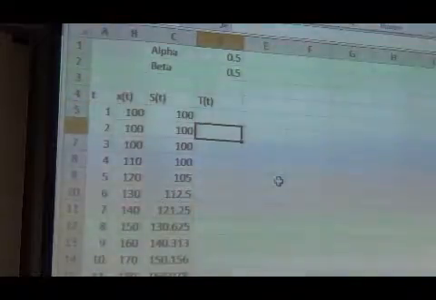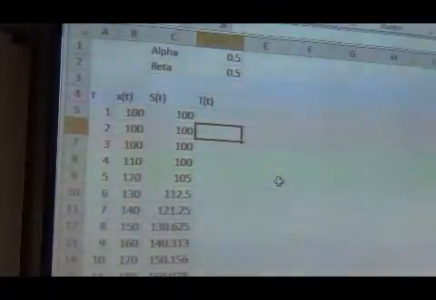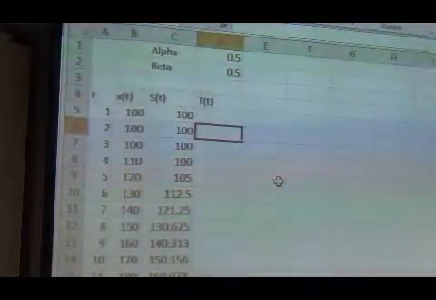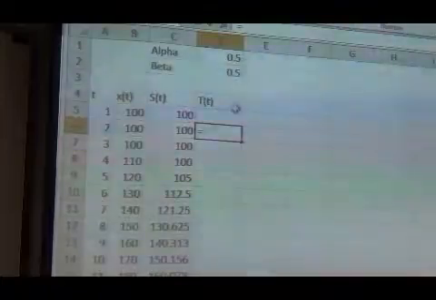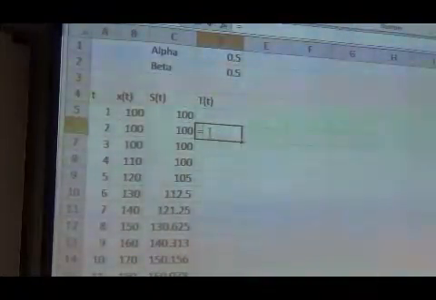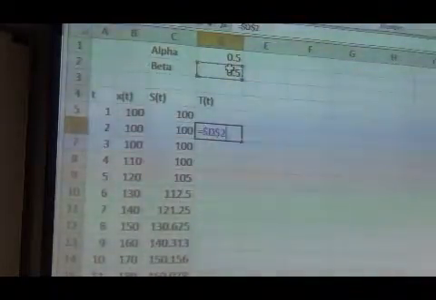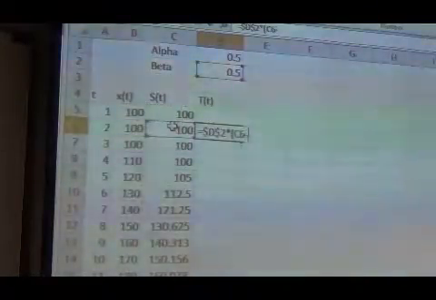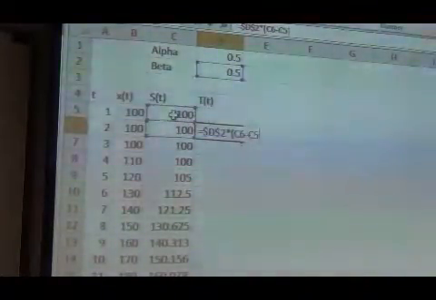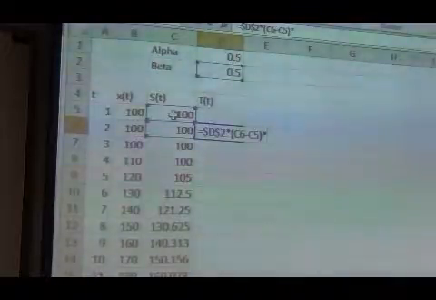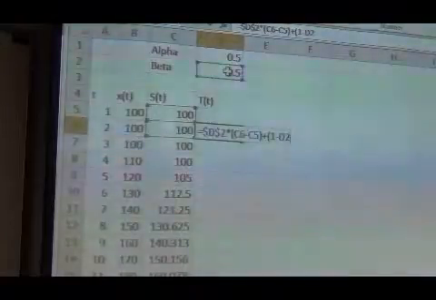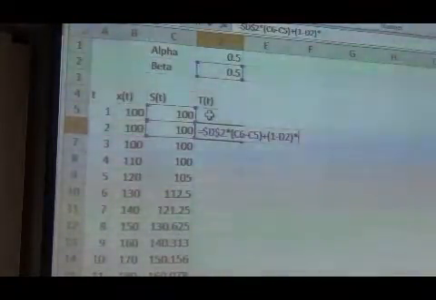T, on the other hand, relies on the last two S values. So T, we can only start computing like S at time 2, as beta times, in this case, S for time 2 minus S for time 1. And then we're going to add to that 1 minus beta times the previous T value.